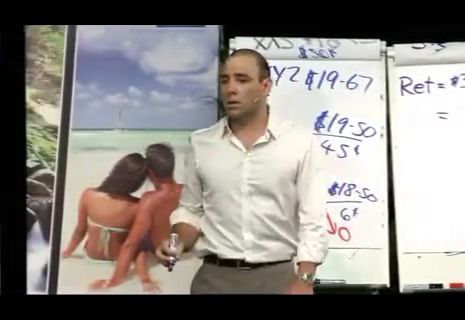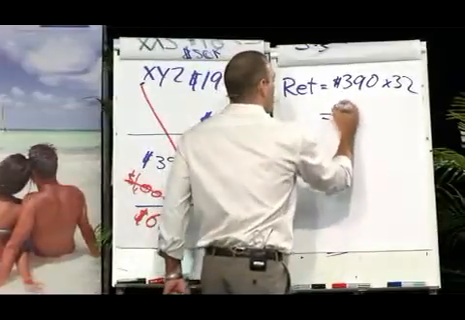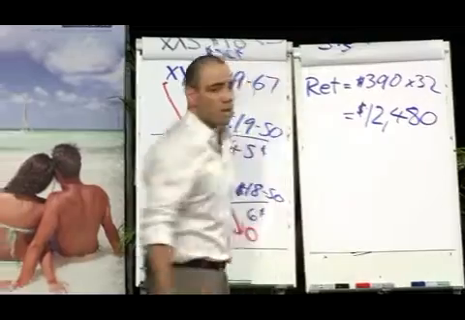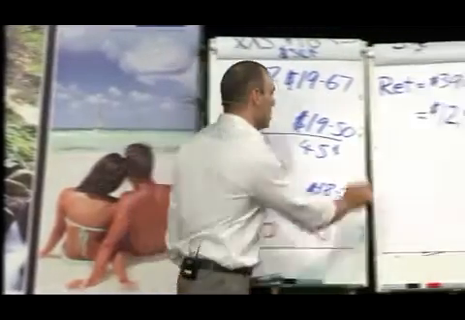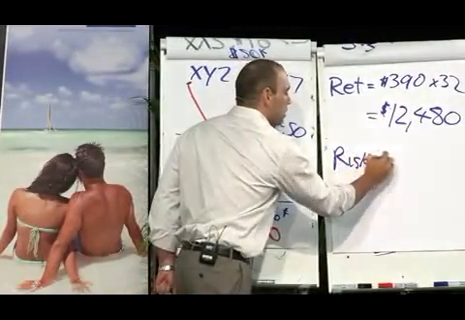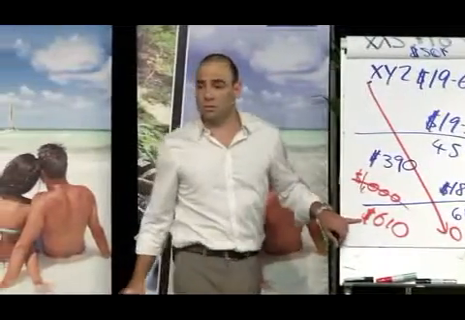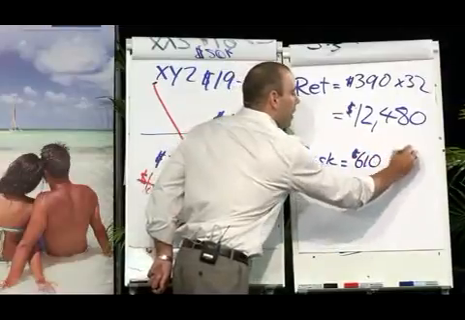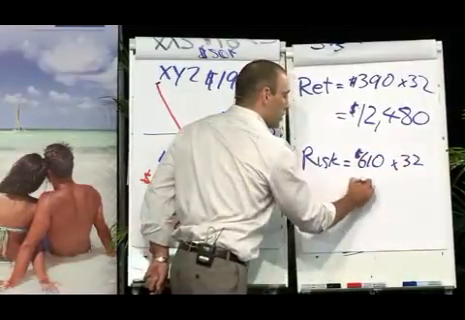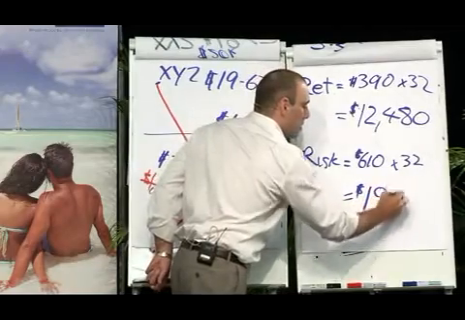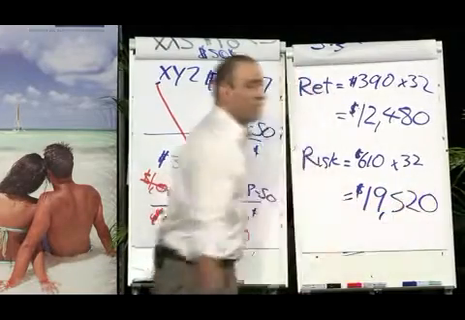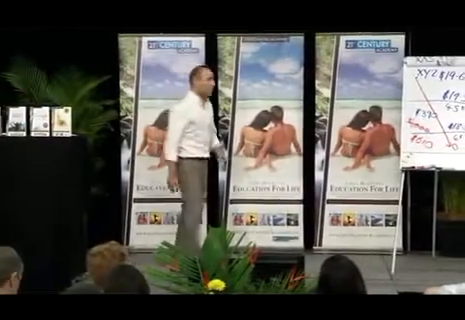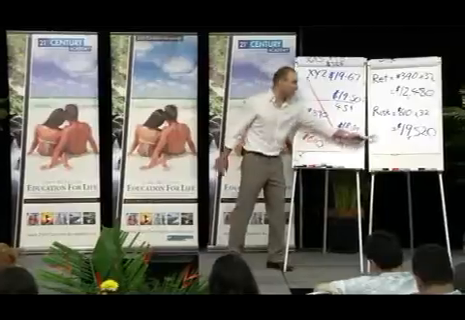Who's got a calculator? I want someone to check my figures. So that's now $12,480. Our risk is 610, and we're going to do that, again, 32 times. For those with a calculator, from memory it's 19,520. So now we're risking the same 20 grand, we're risking $19,520.